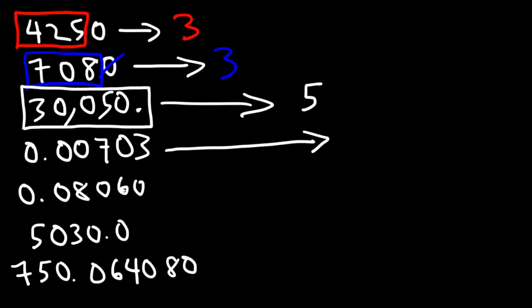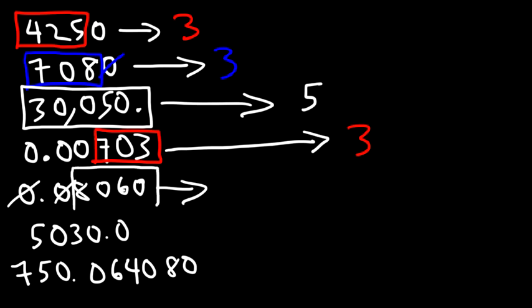For the next one, we do have a decimal point, but there are no trailing zeros. We do have some leading zeros, but those will not be counted. So only these 3 digits will be counted. So there are 3 significant figures in that number. For the next one, we do have a trailing 0, which will be counted. The leading zeros will not be counted. So there are only 4 significant figures.